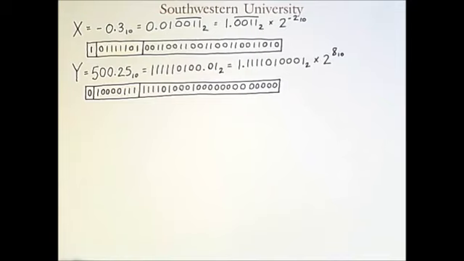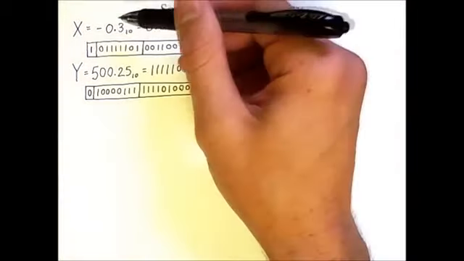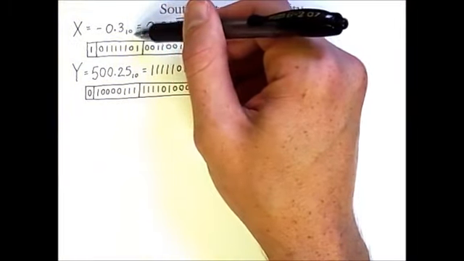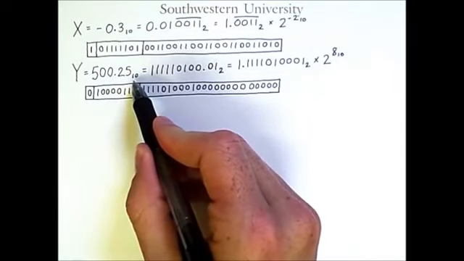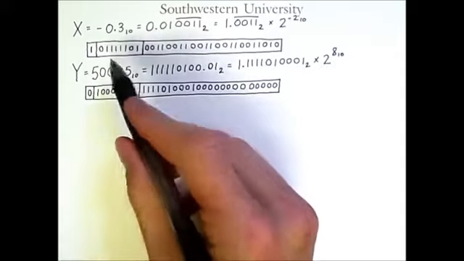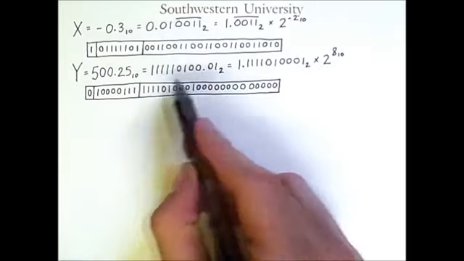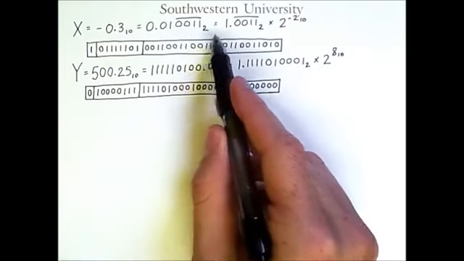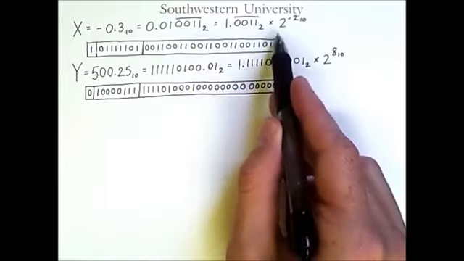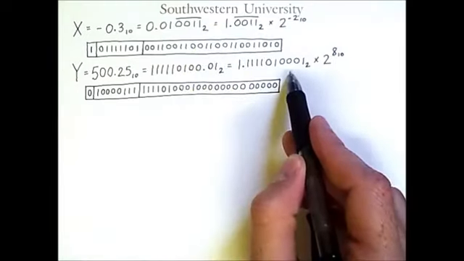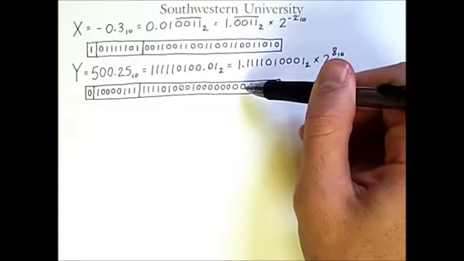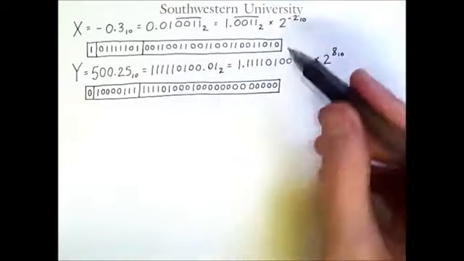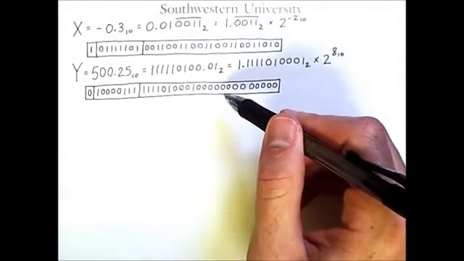Let's work an example of floating point multiplication. We'll be multiplying these two numbers, negative 0.3 in decimal by 500.25 in decimal. Now I've already done some work for you. I've converted each number to binary, then converted that to scientific notation, and then converted those numbers into floating point representation. Now you should be able to confirm all of these steps.